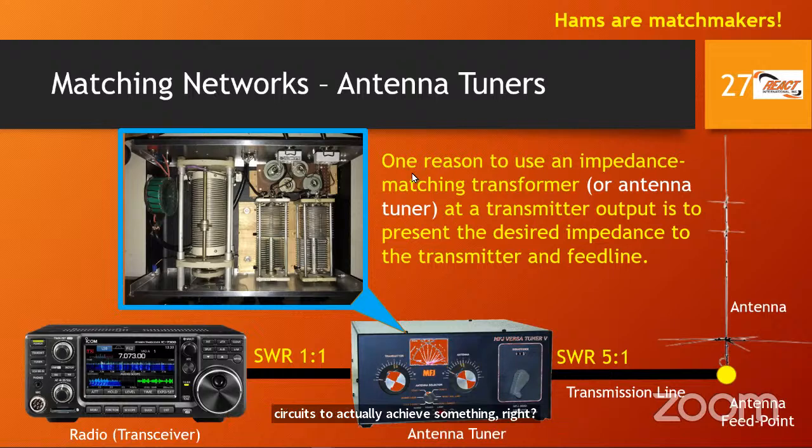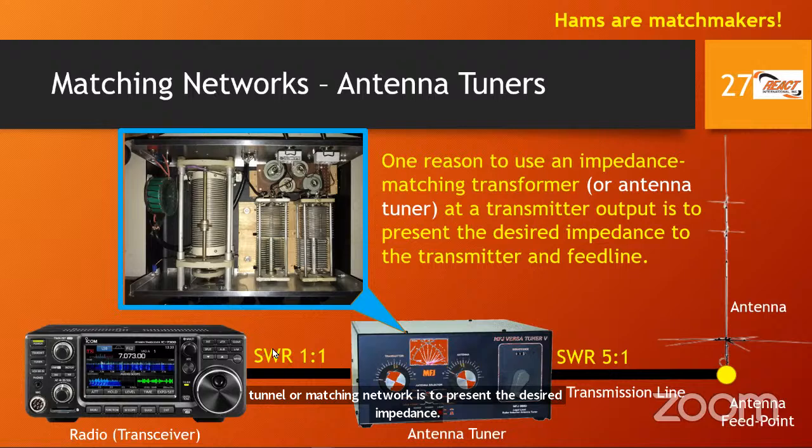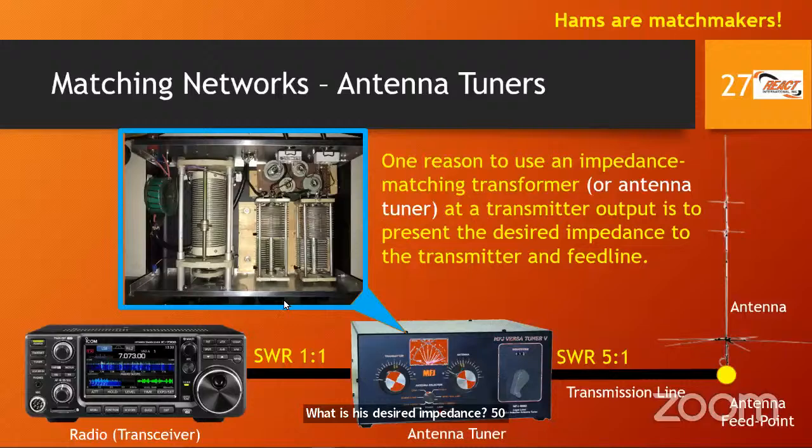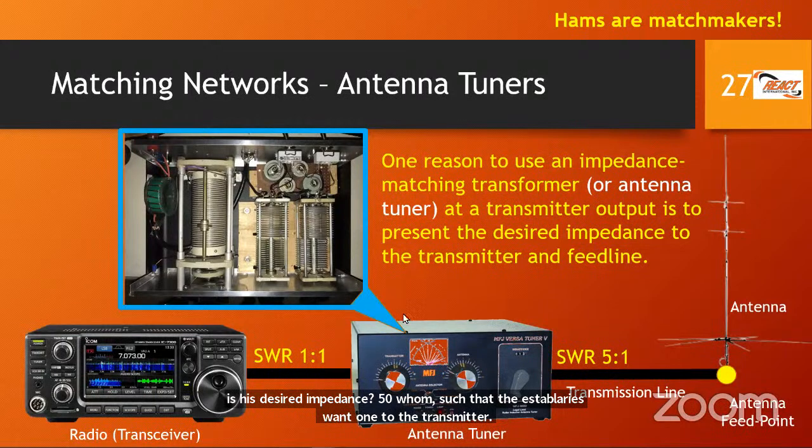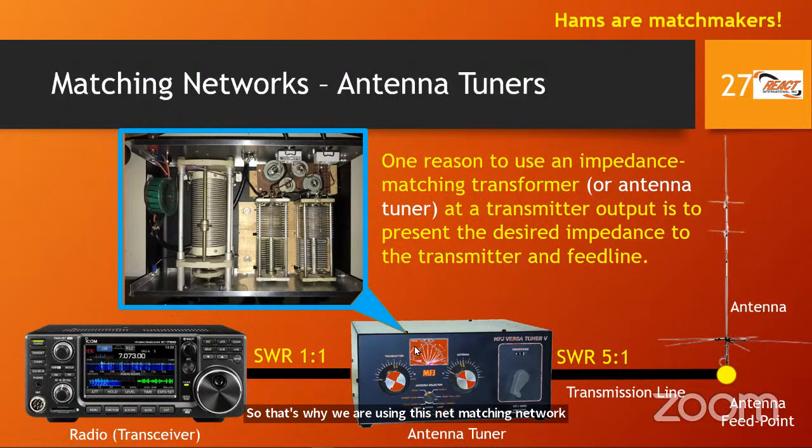So this is an exam question here. One of the reasons we are using either a matching transformer or an antenna tuner or a matching network is to present the desired impedance. What is the desired impedance? 50 ohms, such that the SWR is 1:1 to the transmitter, right? So that's why we are using this matching network or tuner in circuit.